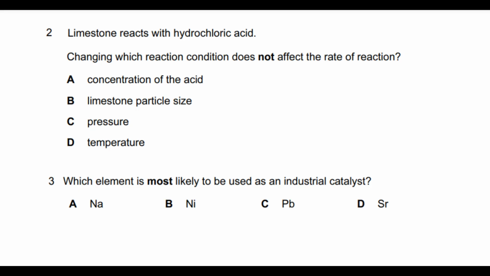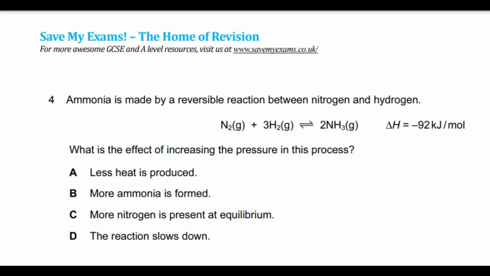Nickel is a transition metal, so nickel is the answer for this question. So Bravo is the answer. Let's move to the next question. All right. The question is, ammonia is made by a reversible reaction between nitrogen and hydrogen.